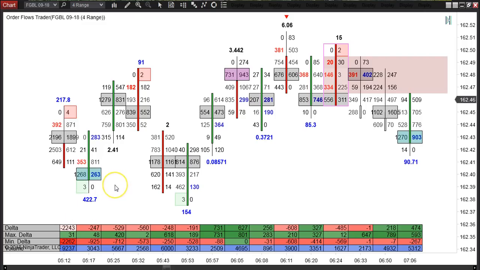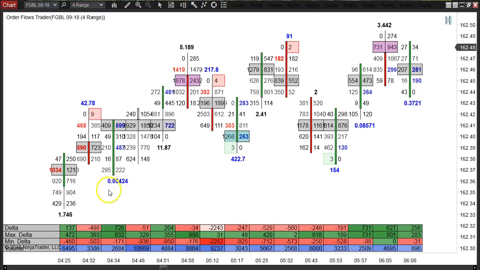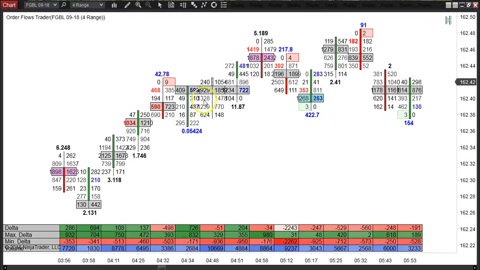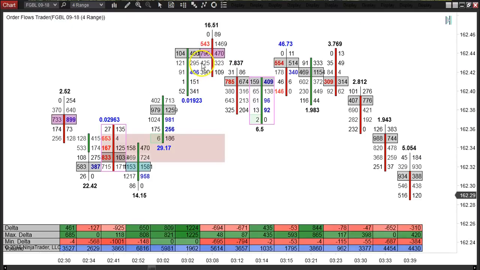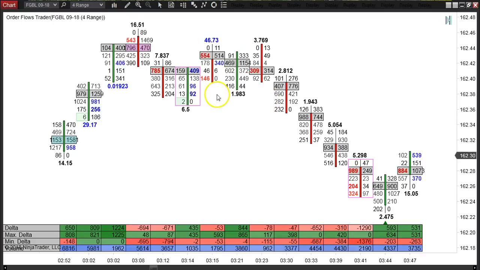Let's take a look at bonds. Similar thing in the bonds. It's just going back and forth like that. Here this morning, 3 o'clock, you have this swing high here, prominent point of control, 162.44.